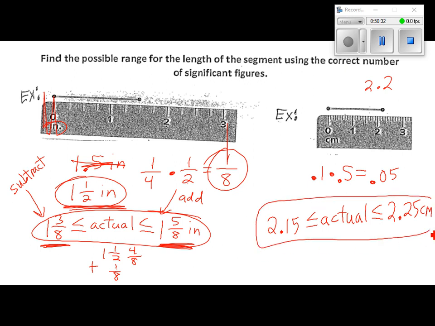Again, all you're doing here, Kendall told us it was 2.2. We know that she's not a complete and total idiot, so we trust her, but we know that she's not exactly correct. But we do know her measurements in that range.